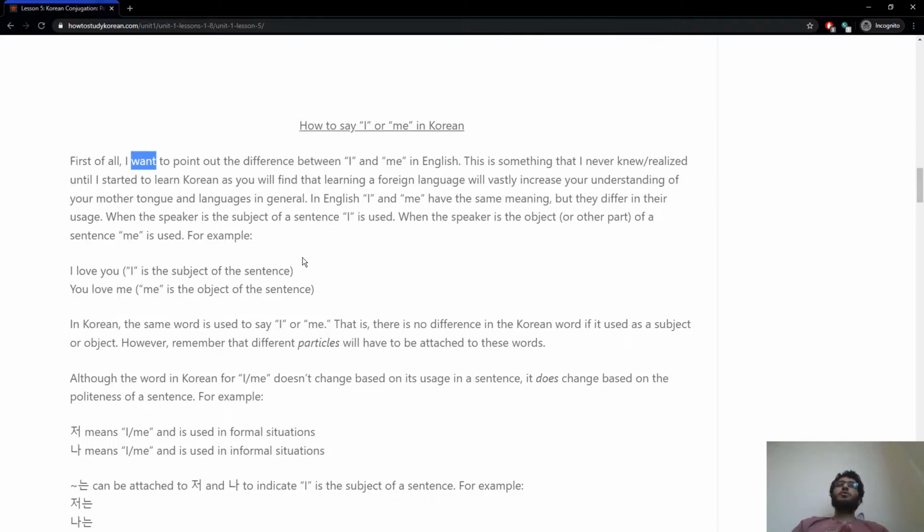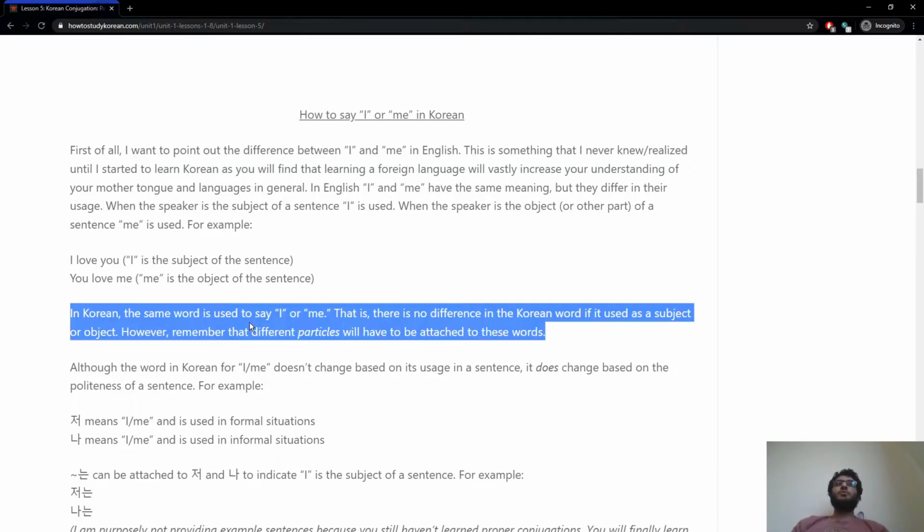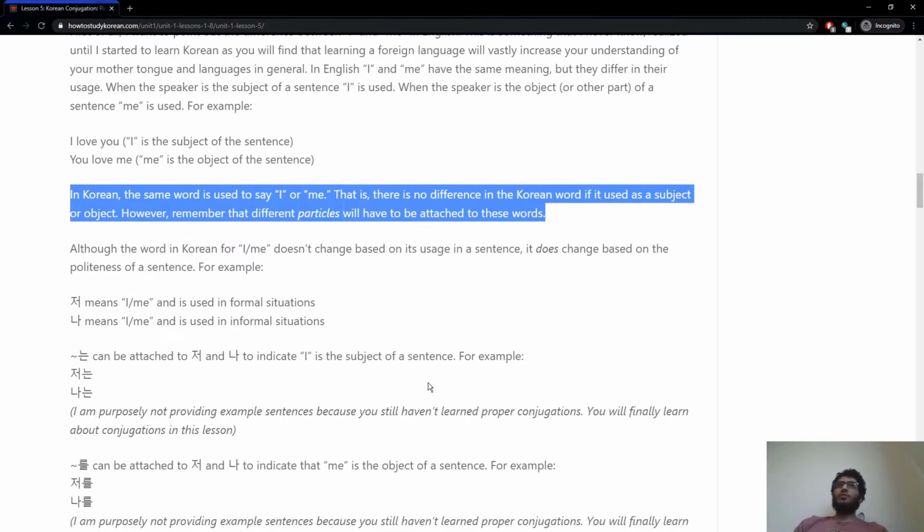Makes sense. In Korean, the same word is used to say I or me. That is, there's no difference in the Korean word if it's the subject or object. Same like 우리. 우리 means we, or our, or us, but it's just one translation. It doesn't matter where you put it in the sentence, it's the same exact word in Korean, which is very useful. However, remember that different particles will be attached to these words.